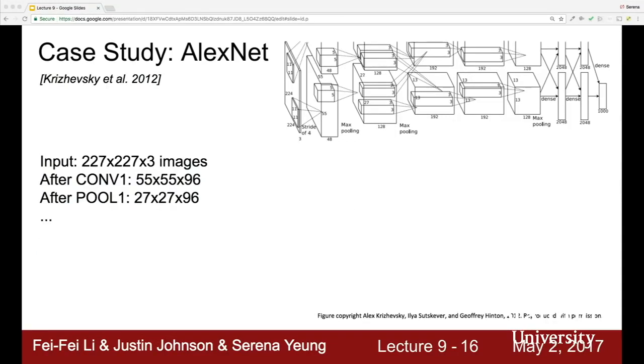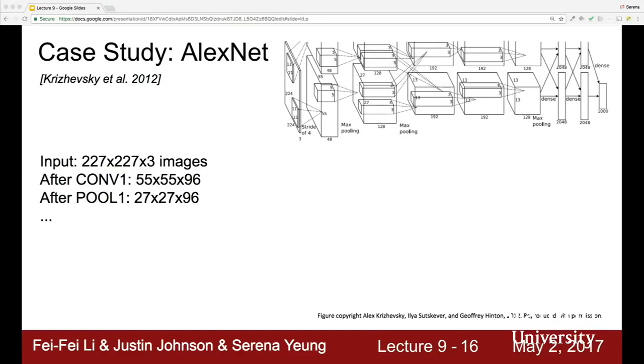The question is why are there no parameters in the pooling layer? The parameters are the weights that we're trying to learn. Convolutional layers have weights that we learn, but with pooling, all we do is we have a rule. We look at the pooling region, and we take the max. So there are no parameters that are learned.